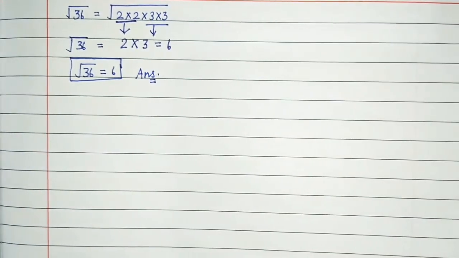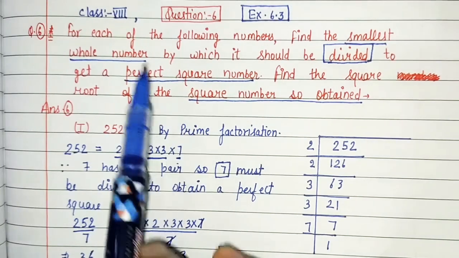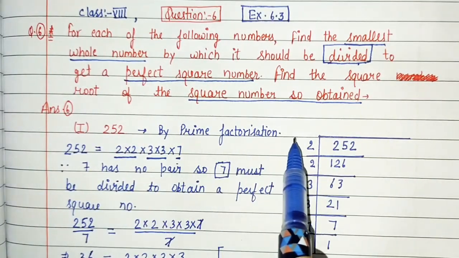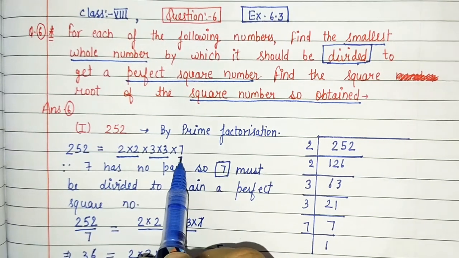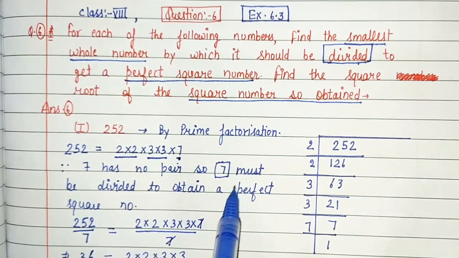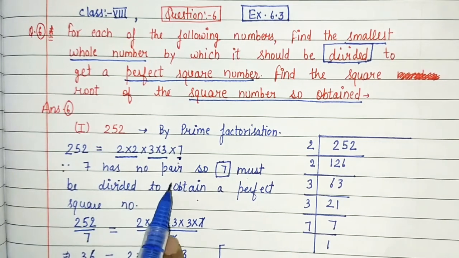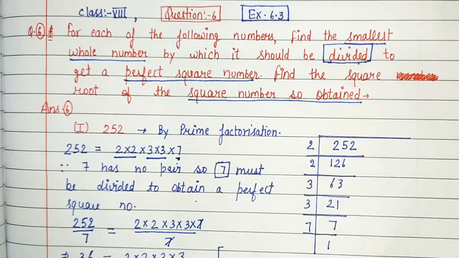I hope it is clear. The question is what should be divided. First of all we have done the prime factorization. Here we have seen that 7 is not in a pair, so 7 must be divided to obtain the perfect square number. When we divided both sides by 7 we get 36. Then 36 is a perfect square number. Why is it perfect? Because now each and every number has a pair.